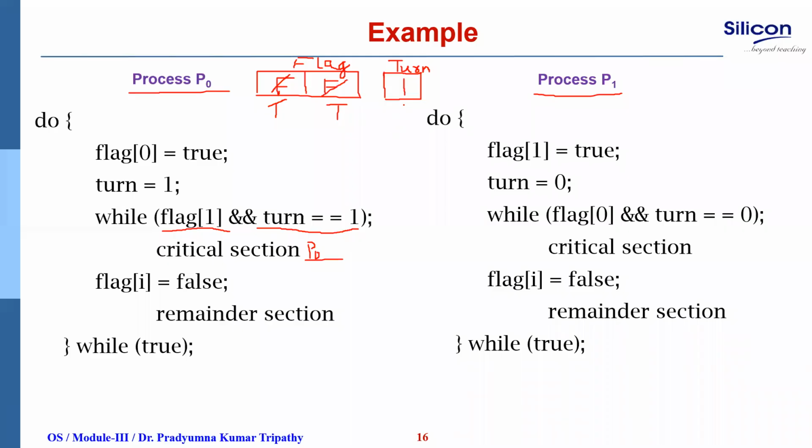Turn equals 0. So it will make it 0. Correct? Now look into this condition. Flag of 0. What is flag of 0? True or false? True. What is turn equals 0? Is it true or false? True. So if it is true, what is to be done?